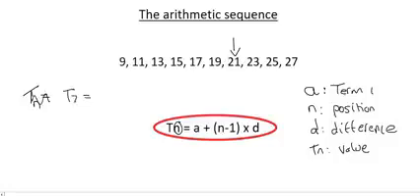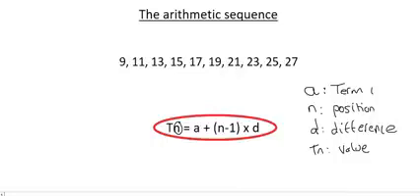T7 is equal to A. A is always the first term, so that's 9. Plus N, well, that's at position 7, so we'll say 7 minus 1, times D, which is 2. And if you work that out, you would get 9 plus 12, which is 21. You see, so the formula helps us determine any particular number that we want.